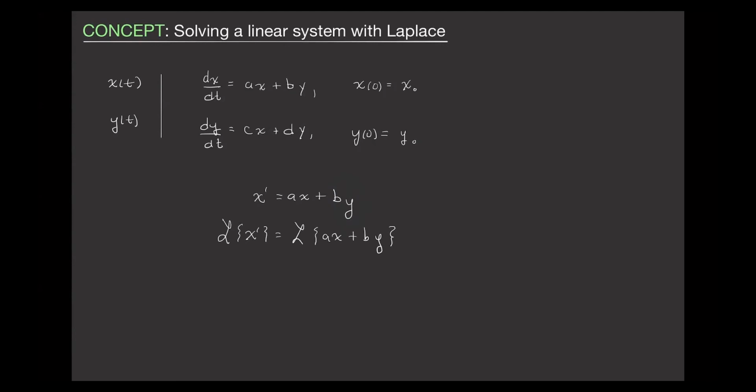Because Laplace is linear, what we can do is on the right-hand side, rewrite it so that we have a Laplace of x plus b Laplace of y. So that's just using linearity. Then on the left-hand side, we'll just use the Laplace of a derivative. And what we get in that case is s Laplace of x minus x of 0. And that's just by definition, the Laplace of a derivative.